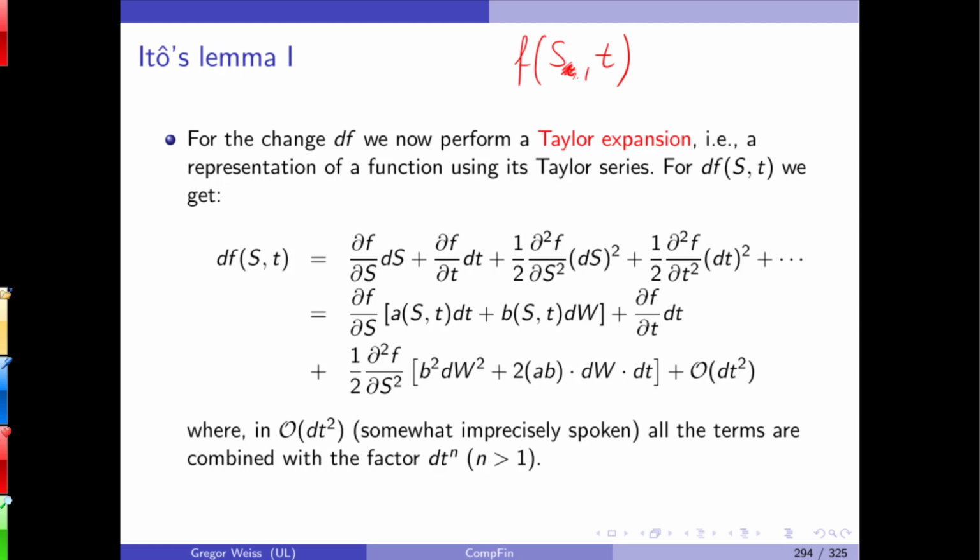You don't need to know why this is, you don't need to know how to compute this, but simply accept the fact that you do a Taylor series expansion, Taylor Reihenentwicklung, and the change in the function is then given by the partial derivative of f with respect to S times dS plus the partial derivative of f with respect to t times dt plus half of the second partial derivative of f with respect to S, dS squared, and so on and so on and so on. Sorry if I'm switching to German all the time.